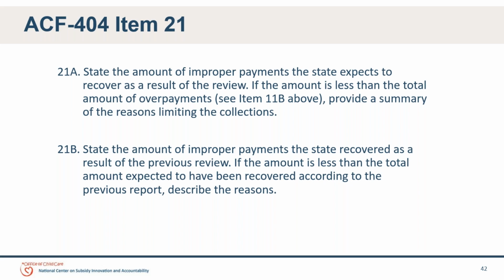For 21B, you're going to enter the improper payment amount that was collected as a result of the previous review. If the amount was less than the expected amount identified on the previous 404 report, then you need to describe the reasons why. So why you weren't able to collect the total amount reported.